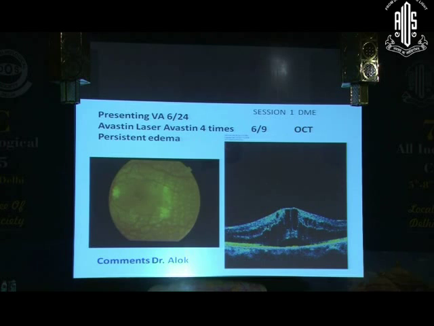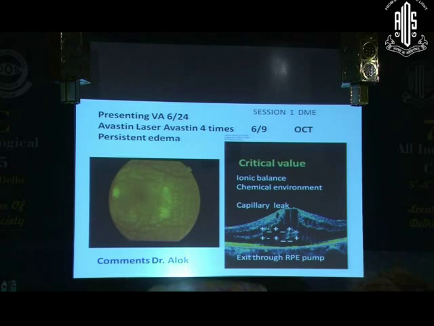The point that I wanted to bring home is that despite 4 injections, this patient has 6/9 vision and this picture persists. Is it possible, Lalit, to have permanent changes? Yeah. OCT picture may not always correlate with visual acuity. That is one thing. And whatever injections you gave, they may not have the potential to alter the structure.